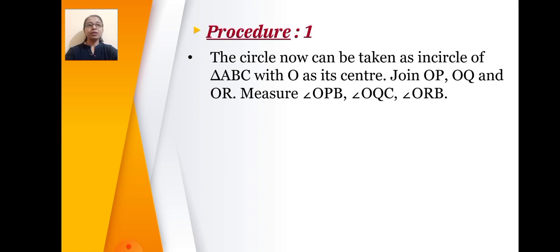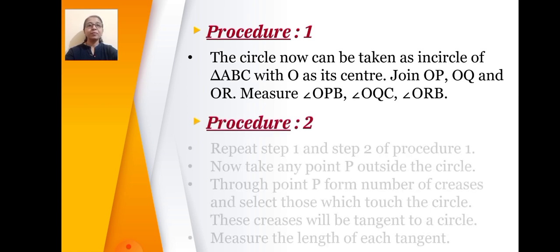Join OP, OQ and OR, and with the help of a protractor you have to measure angle OPB, angle OQC and angle ORB. So this is your procedure 1. Okay, keep it aside. Now take another paper for the second property.